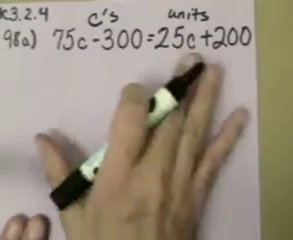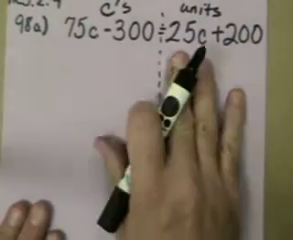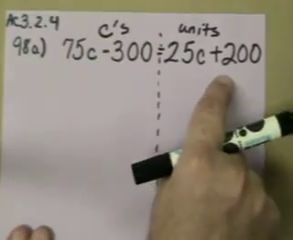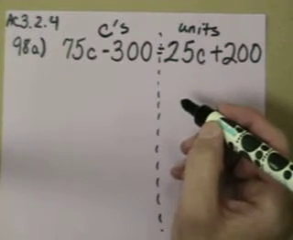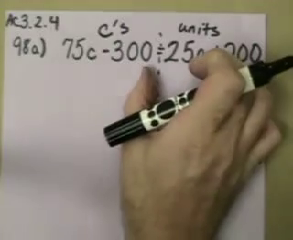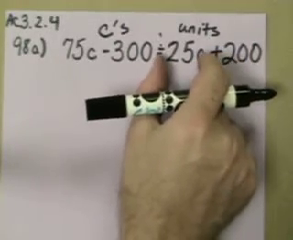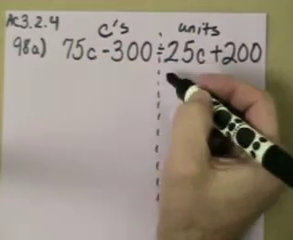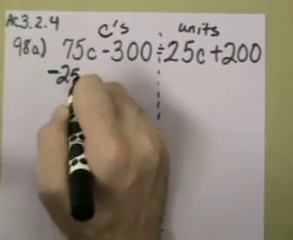So I already can tell I've got things all mixed up. I've got C's on this side and I want them over here. I've got units here that I want to get over here. I'm going to make it easy. I'm going to do the opposite, and I'm going to write it as I go along. So I'm going to move my C's first. How do I get a positive 25 C's from this side to this side of the mat? Well, I'm going to do the opposite, minus 25C.